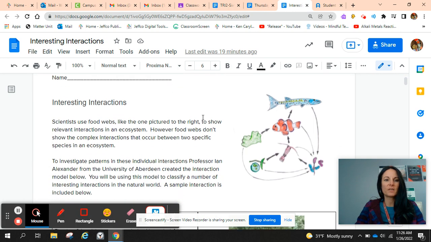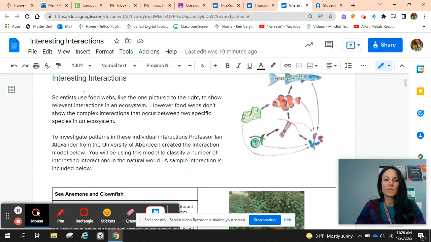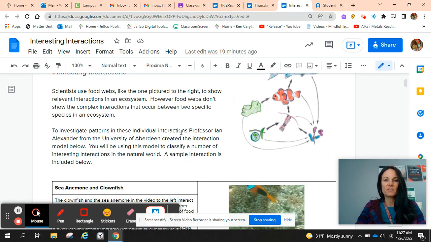Okay, so here we go. It says interesting interactions. Scientists use food webs like the one pictured on the right, you guys know food webs, to show relevant interactions in an ecosystem. However, food webs don't show the complex interactions that occur between two specific species in an ecosystem. To investigate patterns in these individual interactions, Professor Ian Alexander from the University of Aberdeen created the interaction model below. You will be using this model to classify a number of interesting interactions in the natural world.